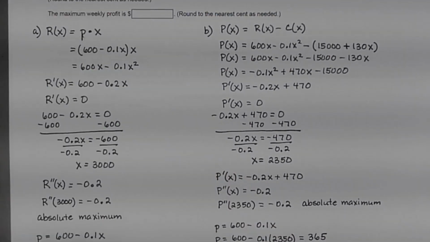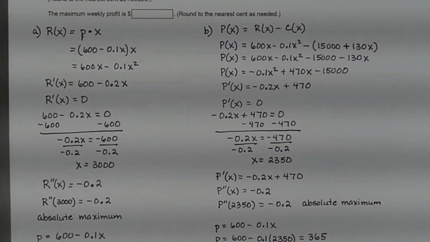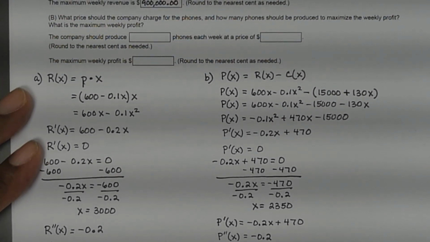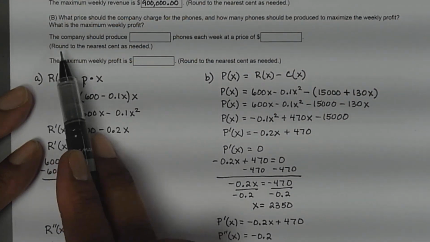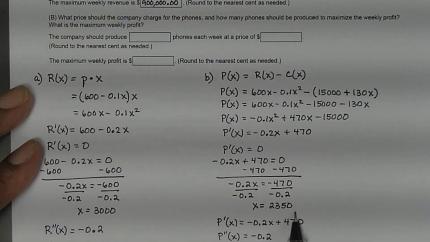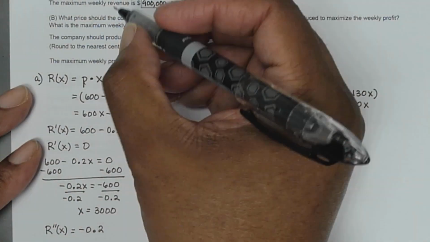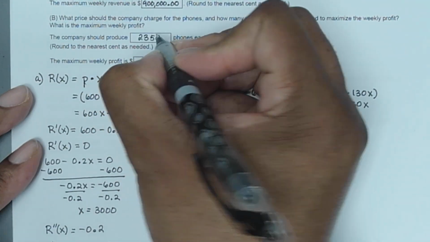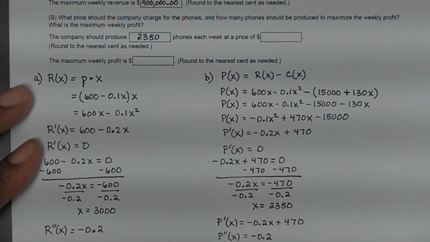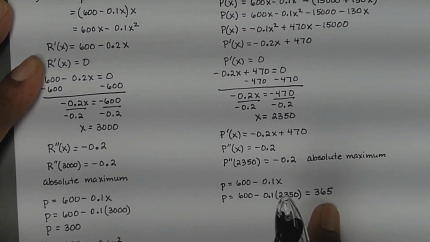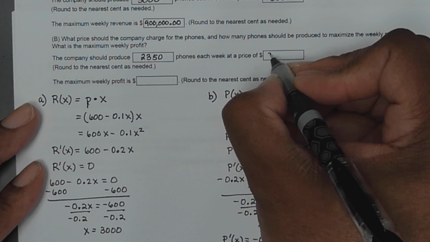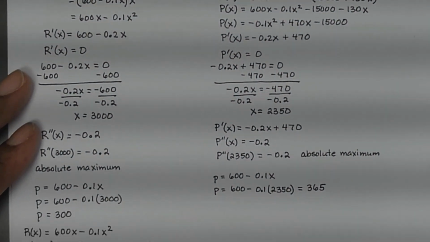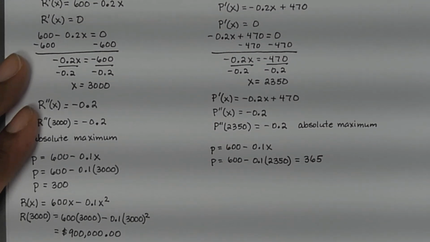So the company should charge $365 as a price. And let me go ahead and fill in the rest of Part B. The company should produce, that was the critical number, 2,350 phones each week at a price of the 365 that I came up with. So I'll go ahead and fill that in. And then we can go ahead and find out what the maximum weekly profit is going to be.